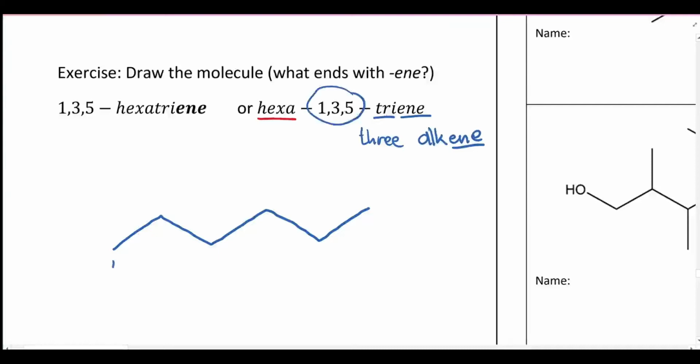So I have 1, 2, 3, 4, 5, 6. And in position number 1, I have a double bond, which is an alkene. Position number 3, I have a double bond, and position number 5. So this is a hexa-1,3,5-triene. It has a structure that looks like that.